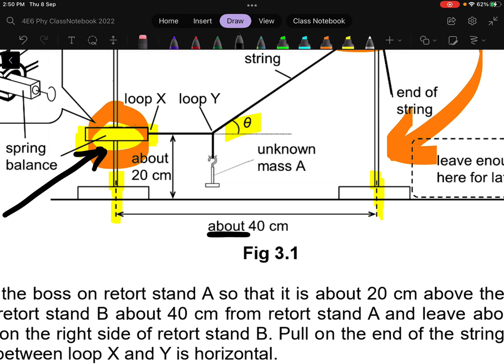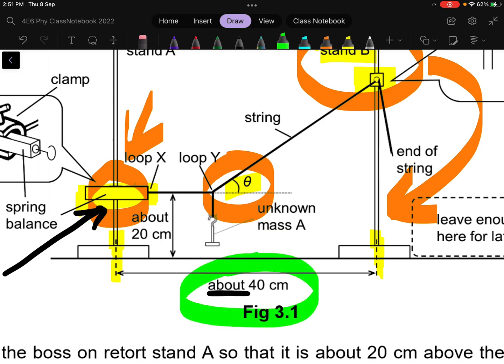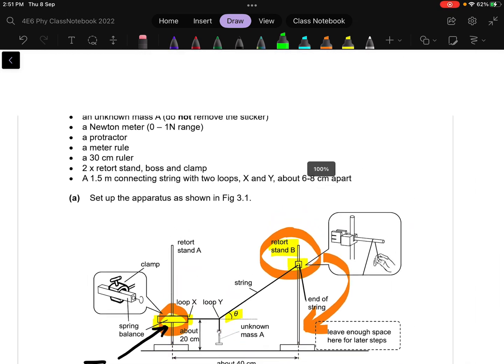I never asked for it to be accurate. That's why I put down the word about, right? As long as you give me an estimated figure, it's good enough, right? In fact, I don't really care, right? The only thing that I care about is theta, right? And then I want to know the tension in the spring balance. I never asked you to plot anything related to the distance between two retort stands.